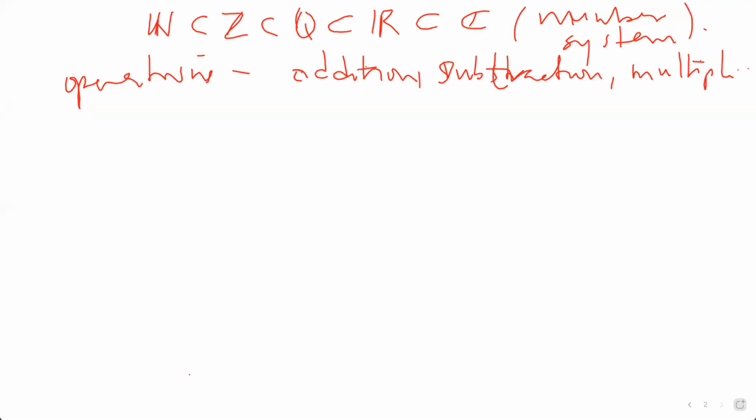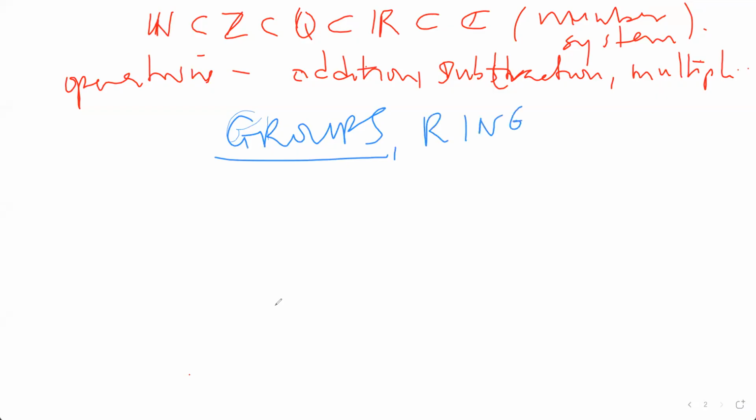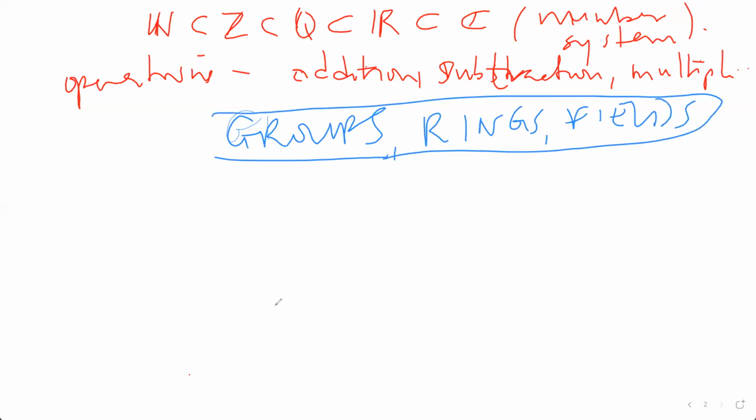Today, we are going to talk about groups, okay? We'll talk about the three main objects. One is groups, the other is rings, and then the final one is fields. So these are the three objects that we are going to talk about. We'll start with groups, and then what is a group?